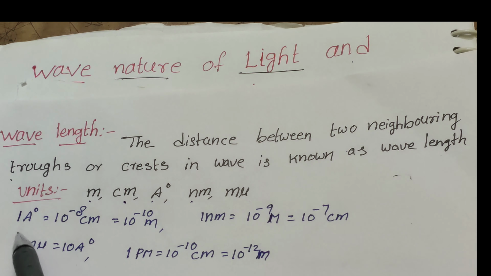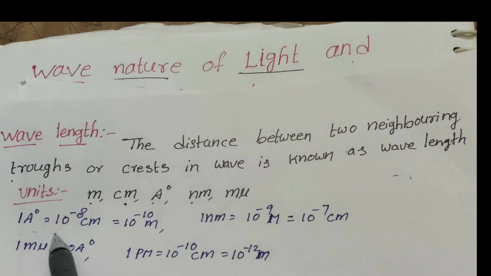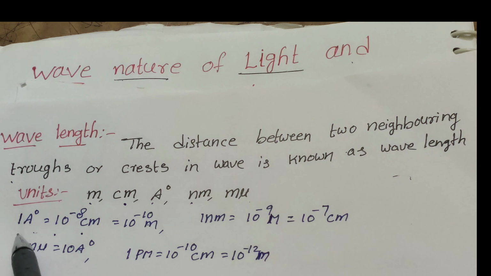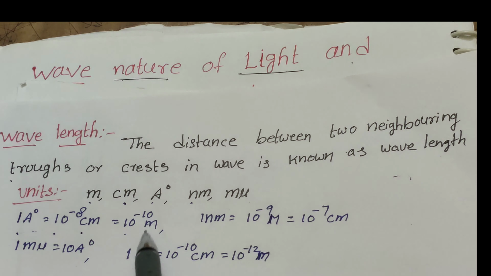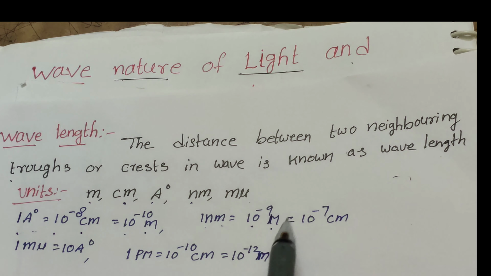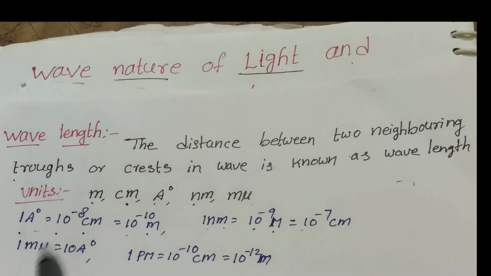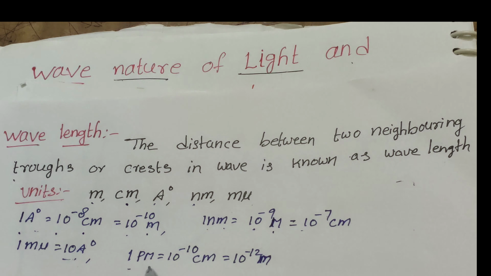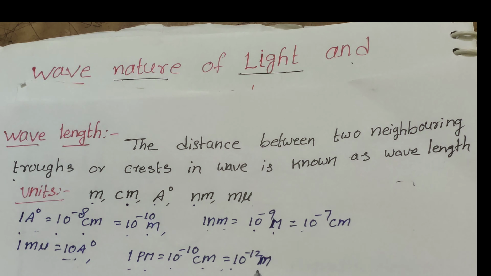As you know, 1 angstrom is equal to 10 to the power of minus 8 centimeters, or 1 angstrom is equal to 10 to the power of minus 10 meters, and 1 nanometer is equal to 10 to the power of minus 9 meters, that equals 10 to the power of minus 7 centimeters. 1 micrometer is equal to 10 to the power of 4 angstrom, and 1 picometer equals 10 to the power of minus 10 centimeters, that equals 10 to the power of minus 12 meters.